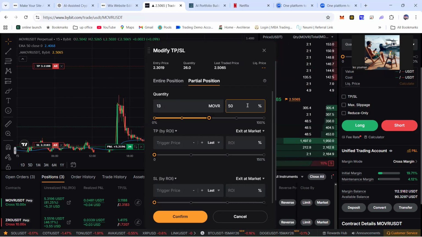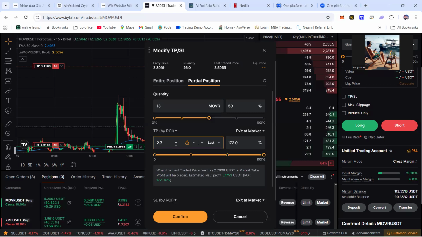You might want to do 25 or 75. That's totally up to you. You can experiment with what works best for you. So now it's going to close half of them. And now we need to set the price that we want them to close at. And we've just determined that to be $2.70.